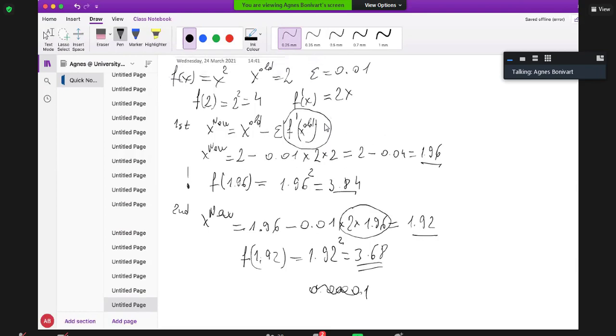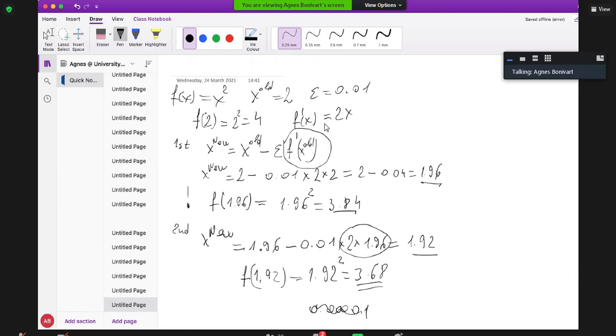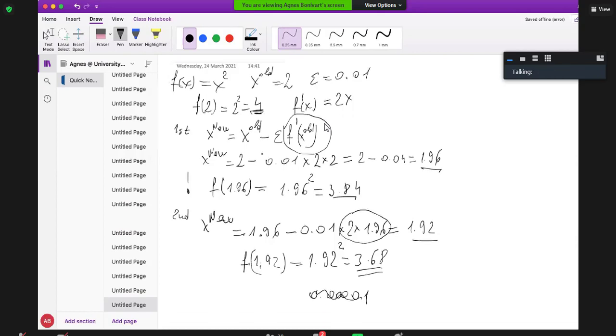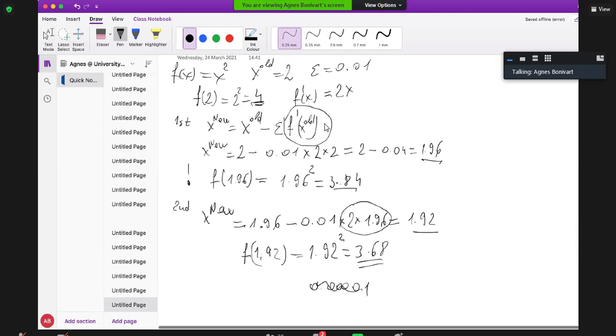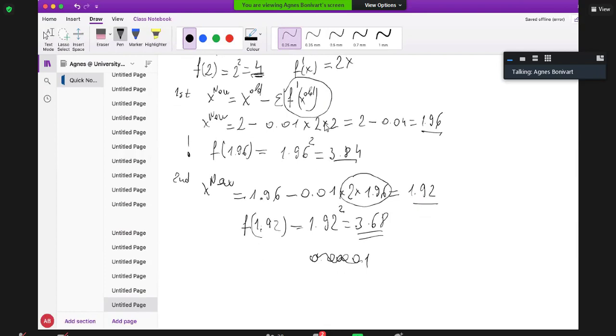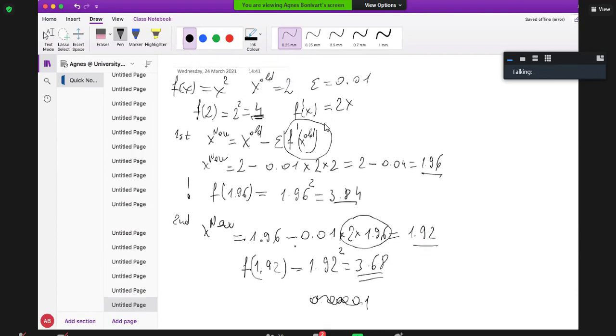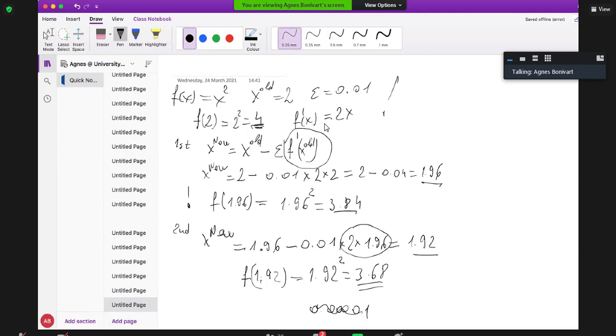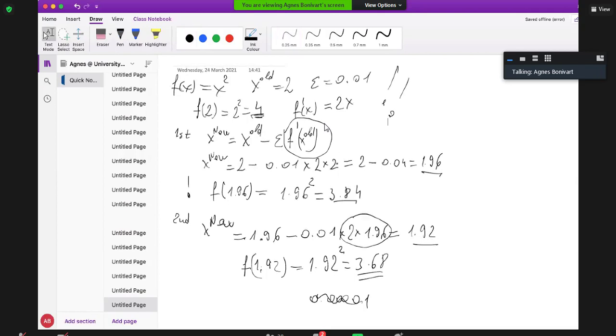Okay, so we check the function value. Originally, it was 4. Then here it decreased to 3.8. And now it decreased again to 3.6. So it really decreased. Again, important exercise. You need to know this.